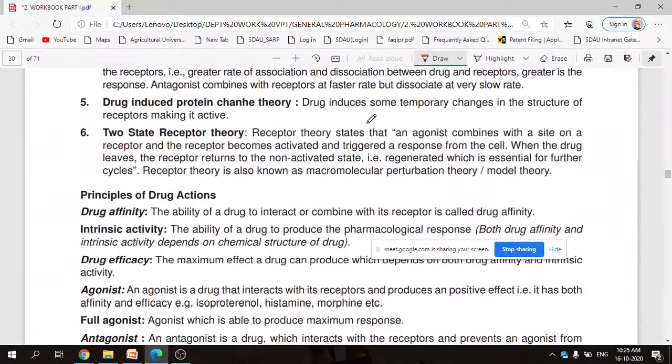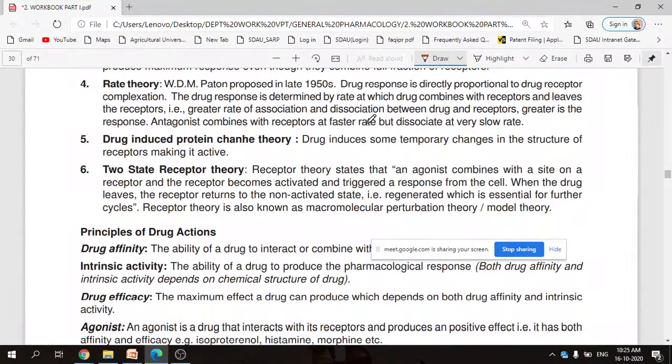Clear? Then the fourth one is the rate theory. Now the rate theory was proposed by W.D.M. Paton in 1950. This is the name of the scientist who proposed this theory in the 1950s. According to this rate theory, the drug response is directly proportional to the drug receptor complexation. The drug response is determined by the rate at which the drug combines with the receptors and leaves the receptor.